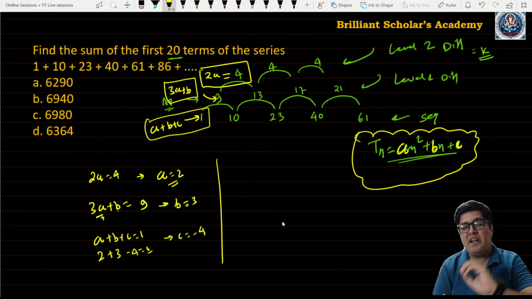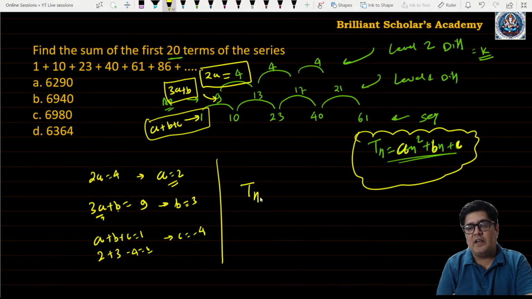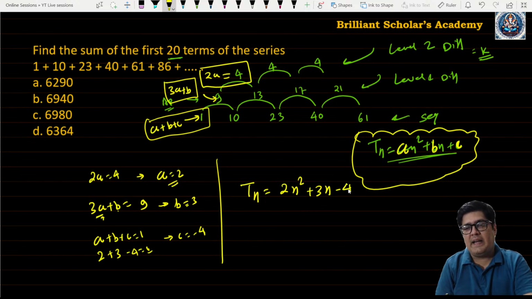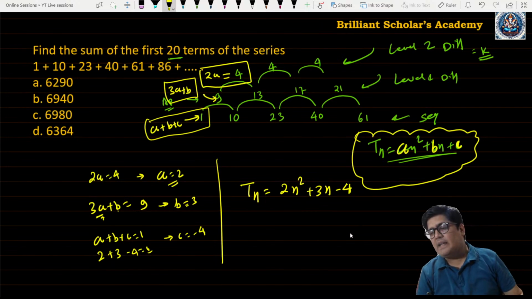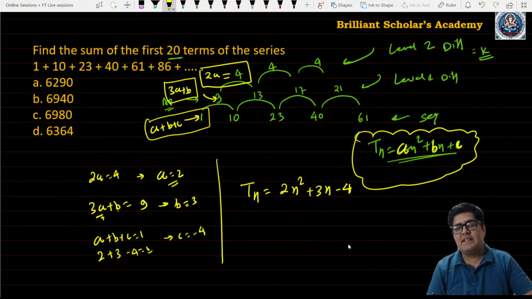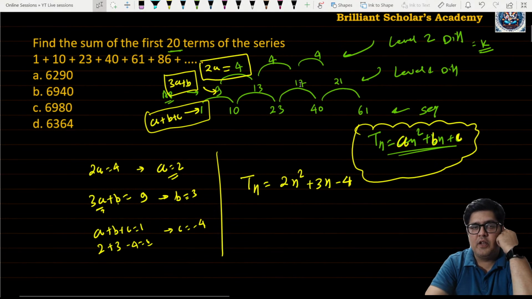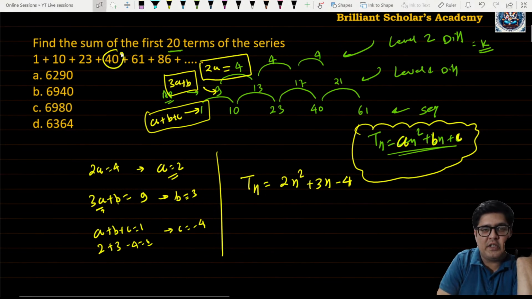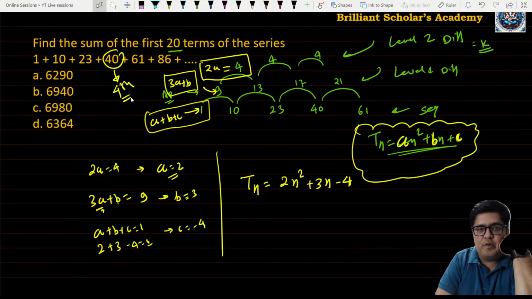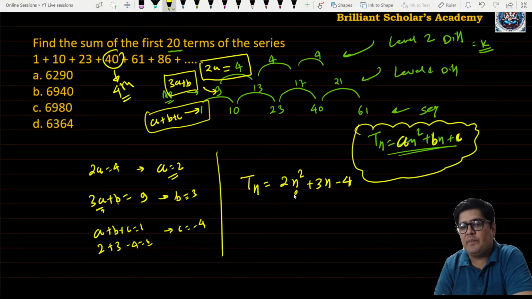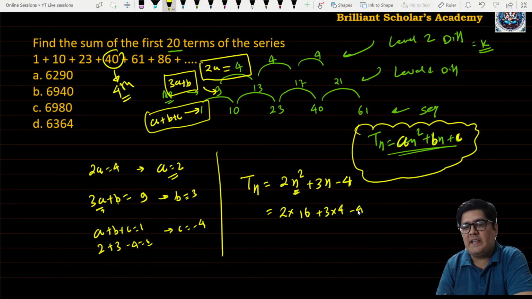That makes my general term 2n square plus 3n minus 4. Let us say I want to verify this. Is this result correct? Is this the actual general term? So do you see this happens to be the fourth term? This happens to be the fourth term. So I'll put 4 in this. So 2 into 4 square, 16. 3 into 4 and a minus 4.